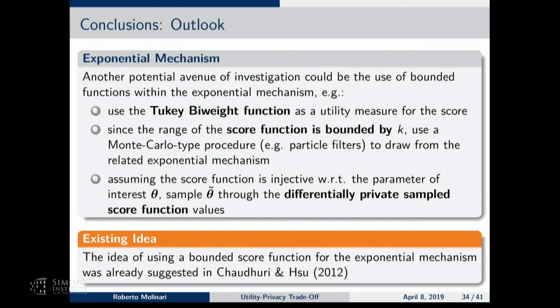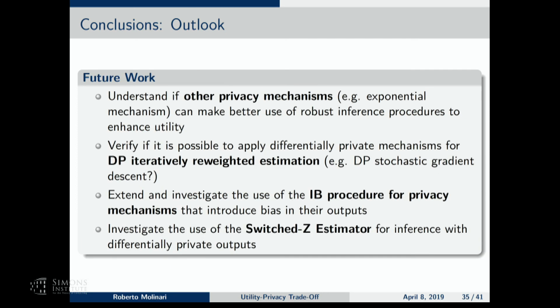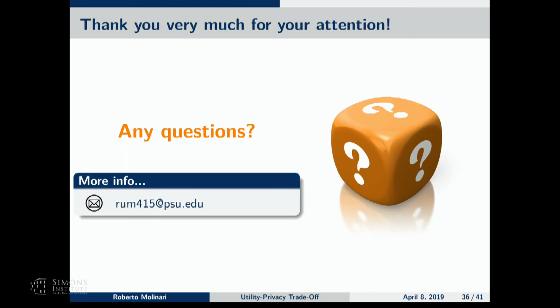We're looking into exponential mechanisms using the Tukey biweight function, and this has possibly got some good results there. The direction is to see how these correction and inference mechanisms can be applied directly to differentially private outputs, and to understand how robustness can be used within other existing differentially private mechanisms. So yeah, that's it. Thank you very much.